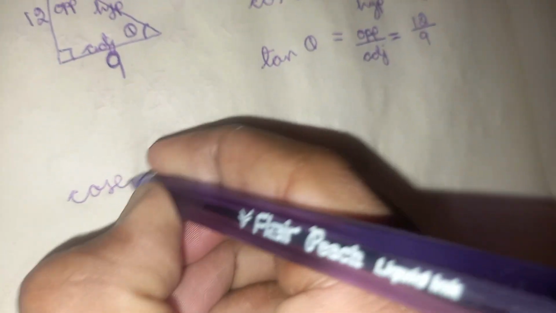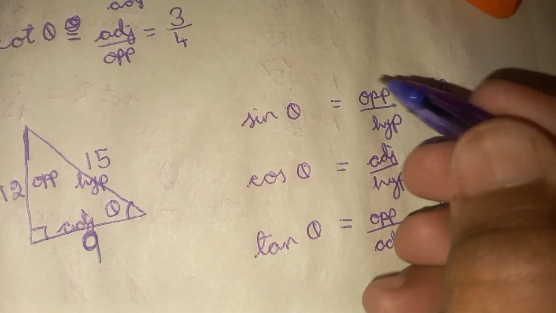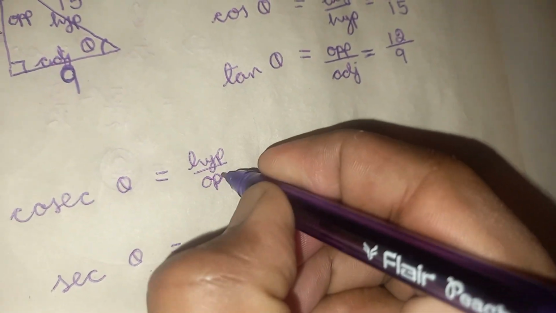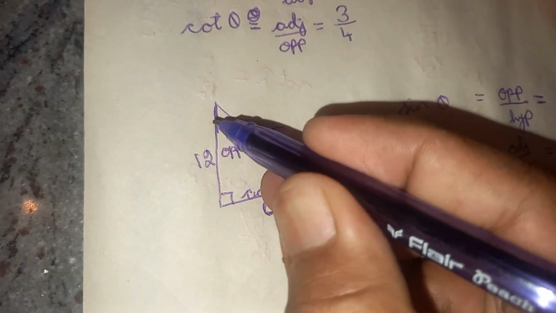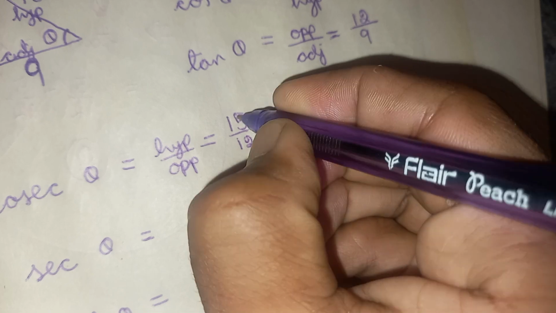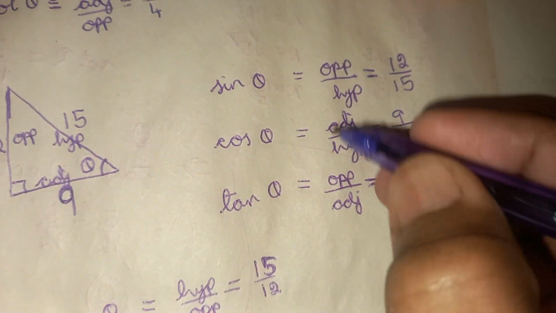Now I am going to tell the next three ratios, which are reciprocal ratios: cosecant of theta, secant of theta, and cot of theta. Cosecant arises from the reciprocal of sine theta: opposite by hypotenuse becomes hypotenuse by opposite, here 15 by 12.